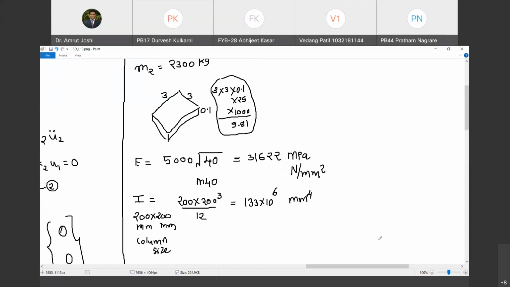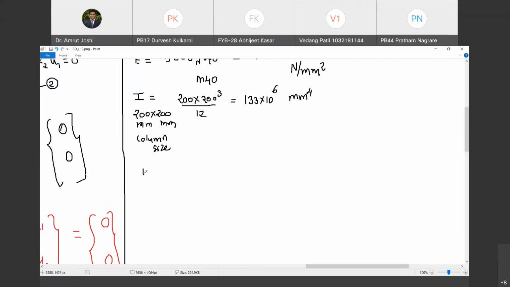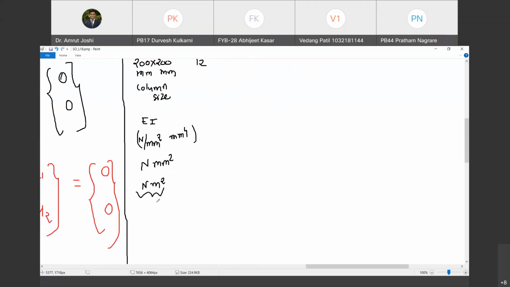Yes, sir. So we are setting up the problem. This will be given to you, the values of E and I will be given. So now what is the value of EI? Can you tell me? First, what is the unit of E? Newton per mm square. Yes. What is the unit of I? mm raised to 4. So what is the unit of EI? Newton mm square. But I want it to be in Newton meter square to be consistent with all my units. Are you with me? So I want it in Newton meter square.